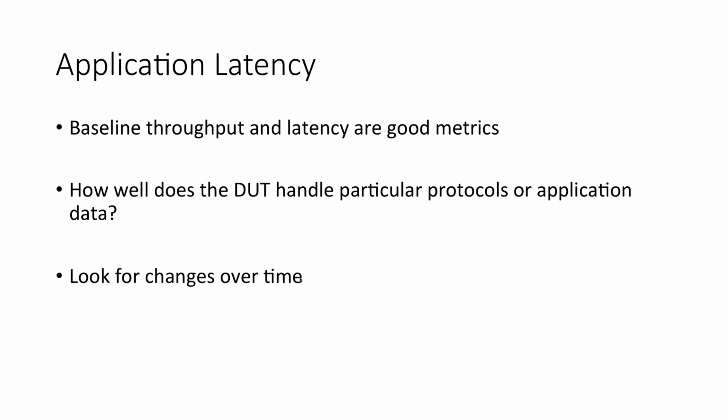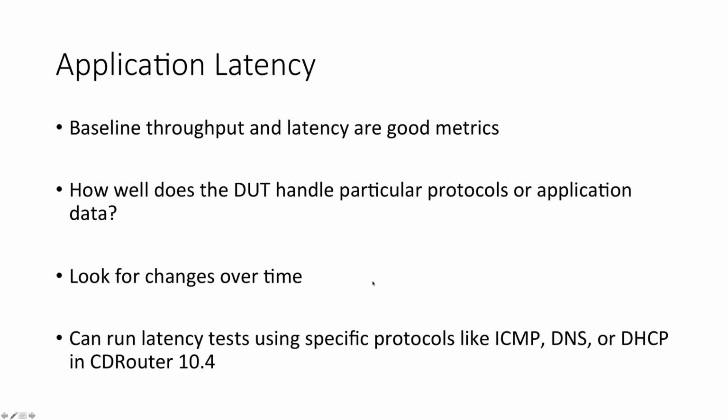So you're measuring latency of a particular application and running other things with it to simulate what a user would actually be doing. And do you see anything get tripped up and suddenly become much worse in terms of latency? In CD Router 10.4, which will be released pretty soon, we've introduced these application-specific latency tests for protocols like ICMP, DNS, or DHCP. So here's an example of what that visualization looks like.